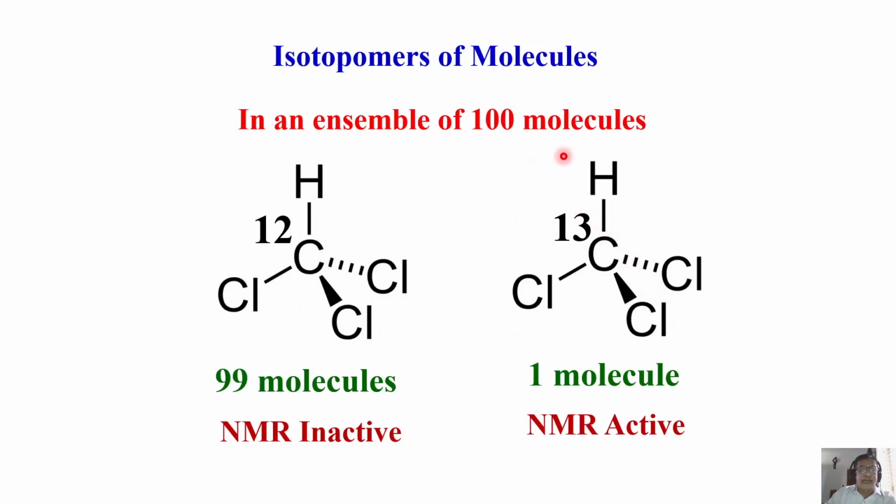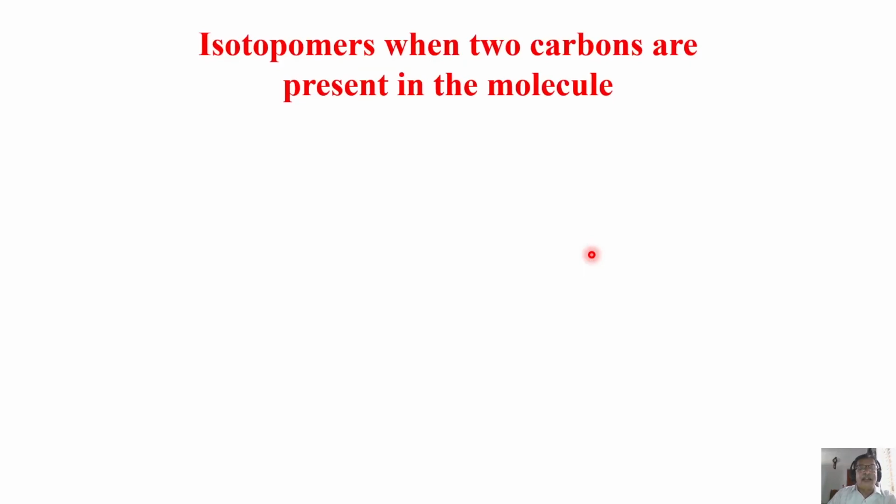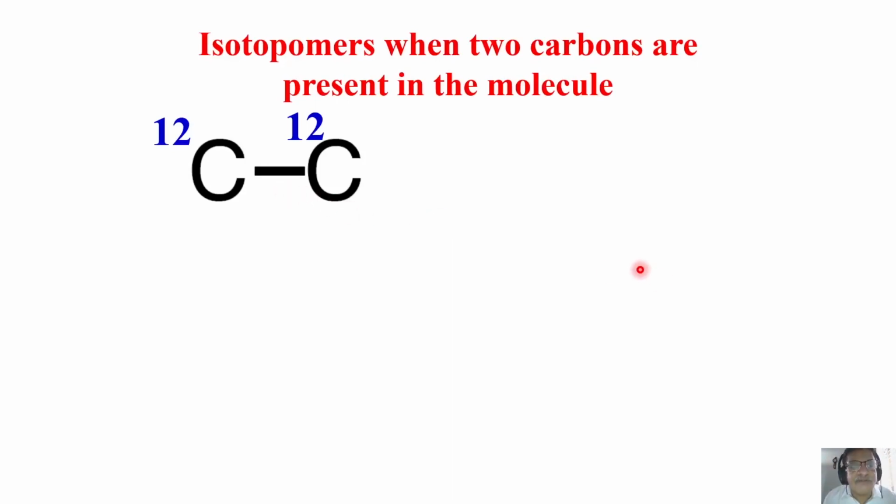So in 100 molecules, on a statistical average, 99 molecules have carbon 12 attached, which are NMR inactive. C12 is NMR inactive because spin is 0, whereas C13 is NMR active and spin is half. With this idea, let us see what happens if there are two carbons in the molecule. I consider a situation where there are two carbons. How many isotopomers can we think of?